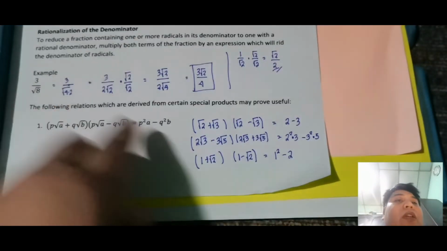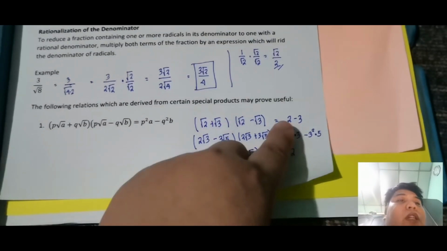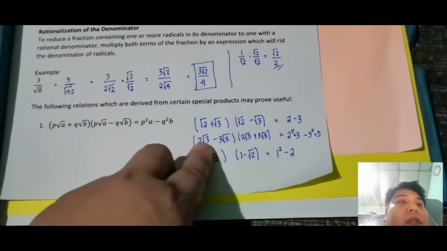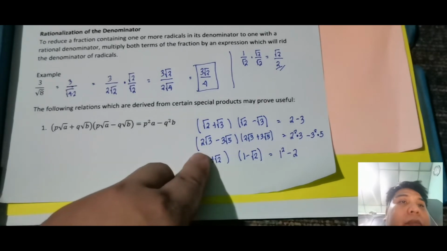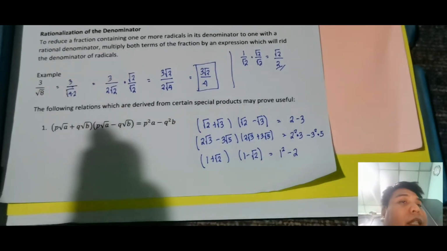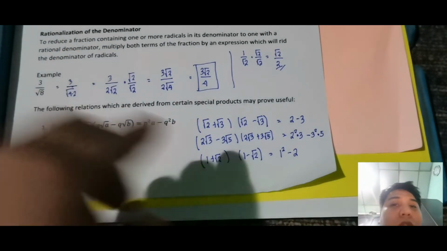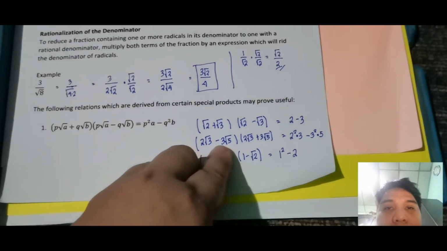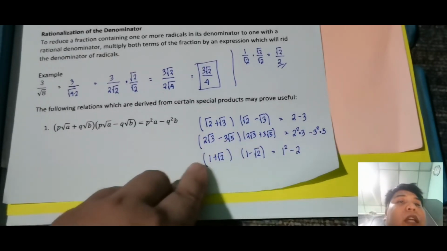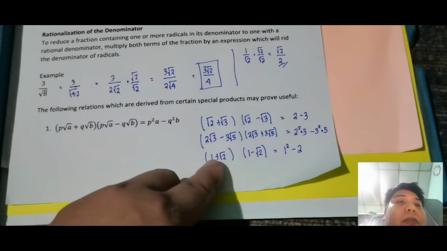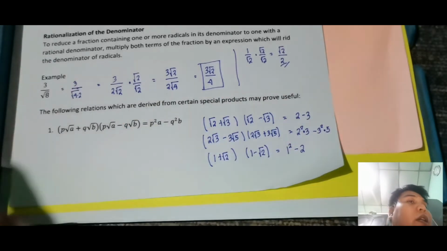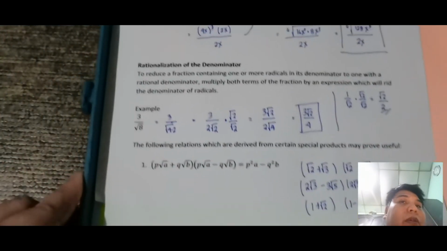Okay, kung napansin niyo, ulitin ko lang ha. Yung square root of 2 plus square root of 3, naging 2 minus 3. Yung 2 square root of 3, naging 2 squared times 3. Bakit naging 2 squared? Pag may number sa labas, i-square mo lang yun. Tulad nito, 3 square root of 5, 3 squared times 5. Kaso dito, 1 squared, tapos square root of 2, magiging 2 lang. Ganoon na kasimple. Okay, ganito yung number 1.